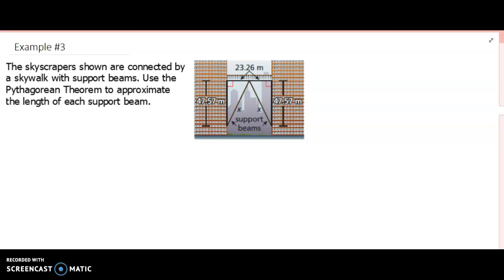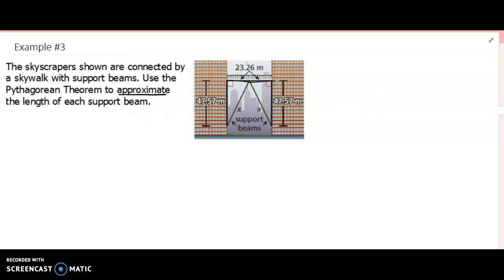All right, let's look at example 3 now. It says the skyscrapers shown are connected by a skywalk with support beams. So here's the skywalk. Use the Pythagorean theorem to approximate. Now approximate means we can round, and the reason we can round is because notice these numbers are decimals. We don't have the capability of simplifying radicals with decimals in them as we are right now. So we're not even going to learn that. So anytime it has decimals in it, just know that you're going to round that.